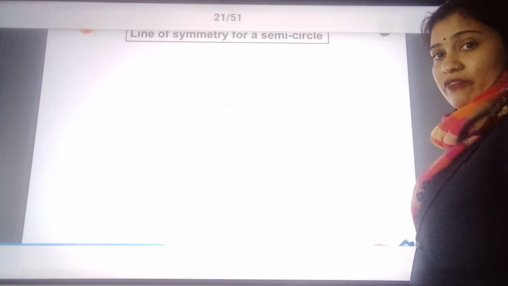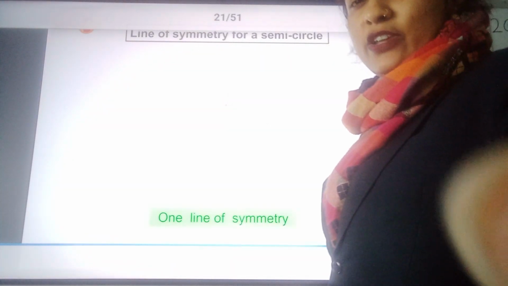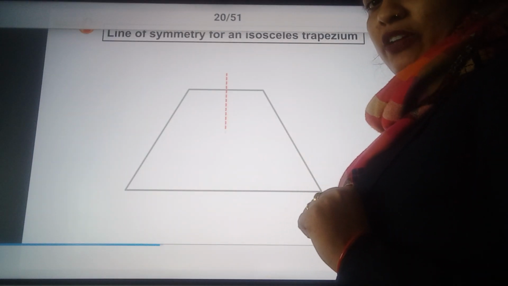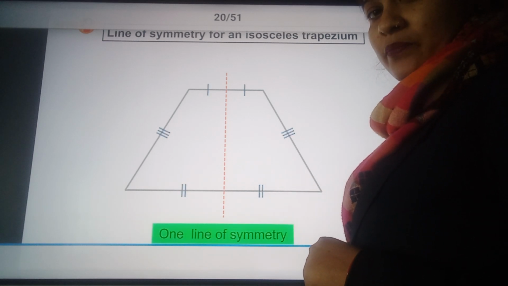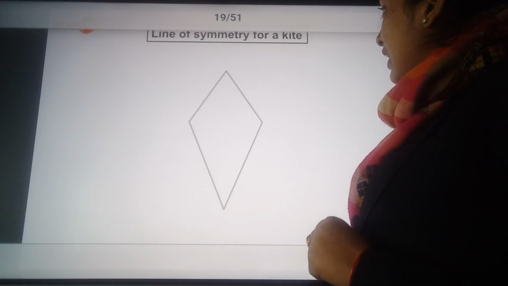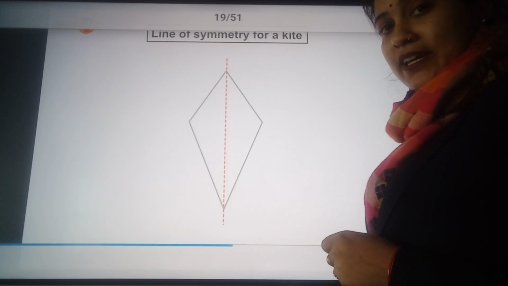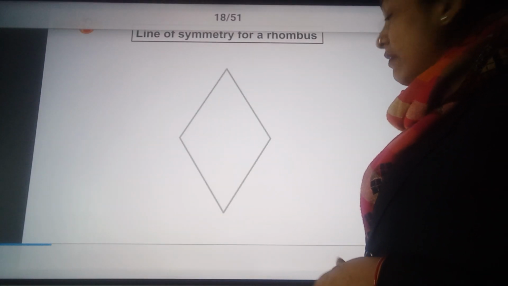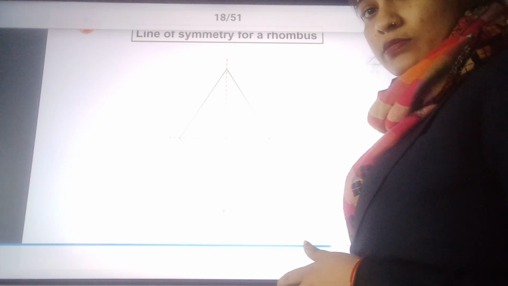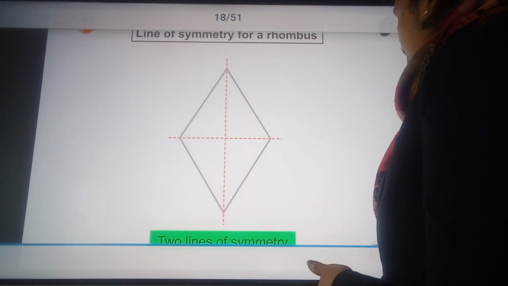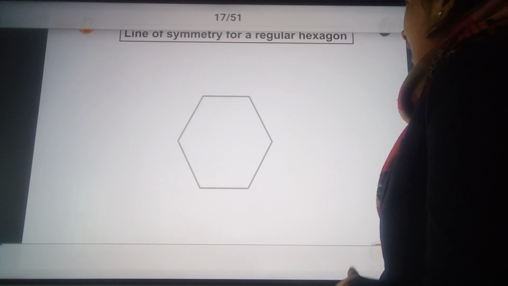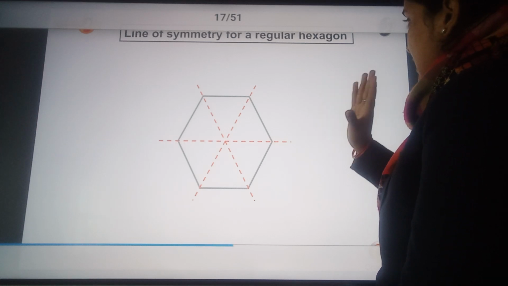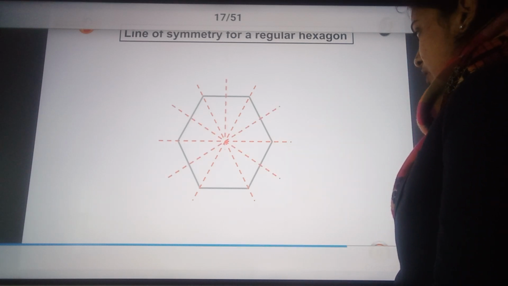Then the line of symmetry for a semicircle. Then the line of symmetry for an isosceles trapezium. Then we have a line of symmetry for a kite, which is in the shape of a rhombus. Here we have the line of symmetry for a rhombus itself, the diagonals. Here we have the lines of symmetry for a regular hexagon. A regular hexagon means a hexagon having 6 sides with all sides equal.